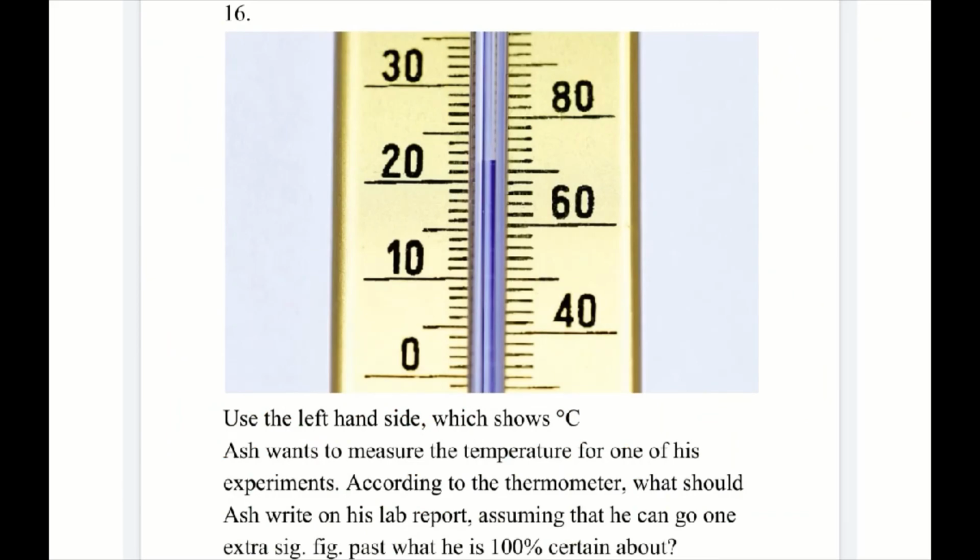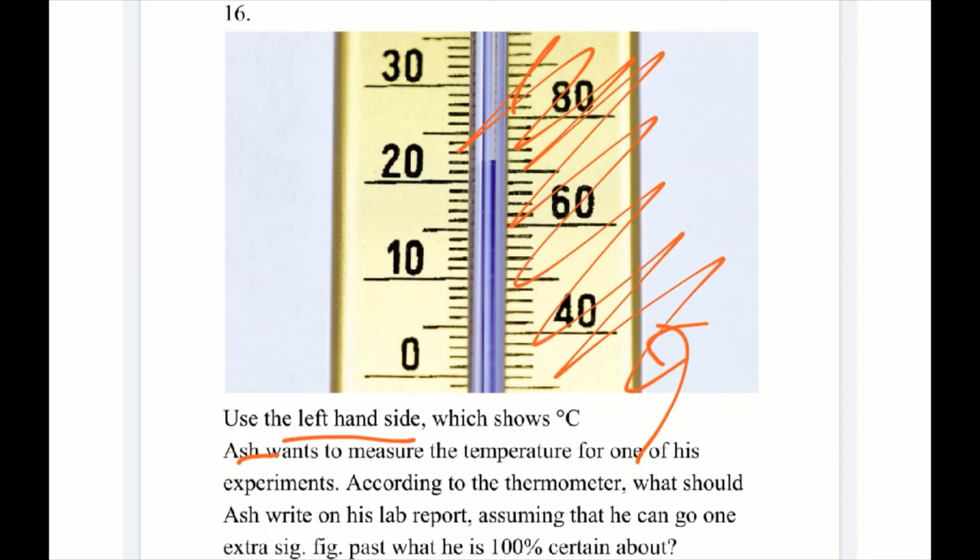Use the left-hand side, which shows degrees Celsius. Ash, a Pokemon character, wants to measure the temperature for one of his experiments. According to the thermometer, which is that thing, what should Ash write on his lab report, assuming that he can go 1 extra sig fig past what he is 100% certain about? Well, we have to read the left-hand side, so let's just ignore the right-hand side. And let's figure this out.